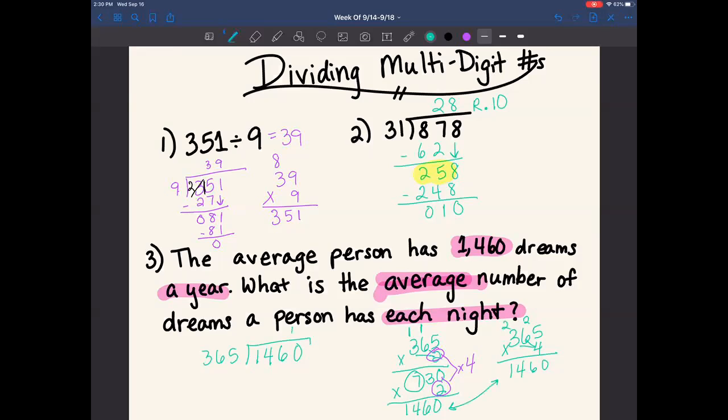So now I get to go ahead and put my 4 over there. I get to subtract. And I get 0. So what is the average number of dreams a person has each night? 4. 4 dreams. Any questions on this problem?